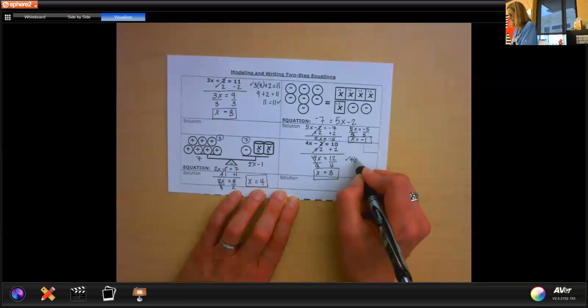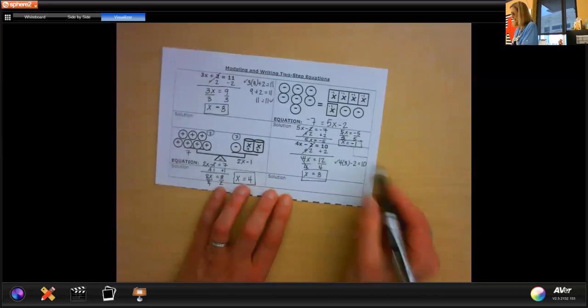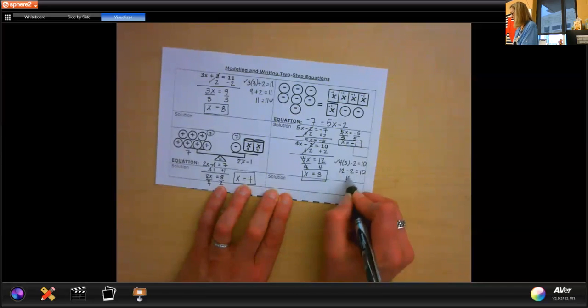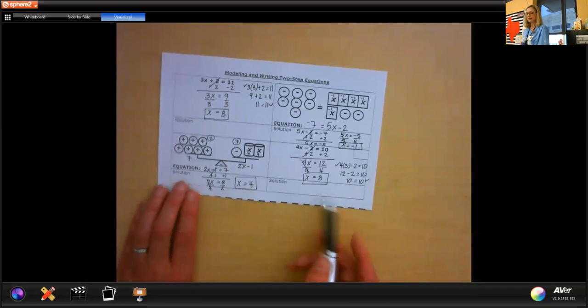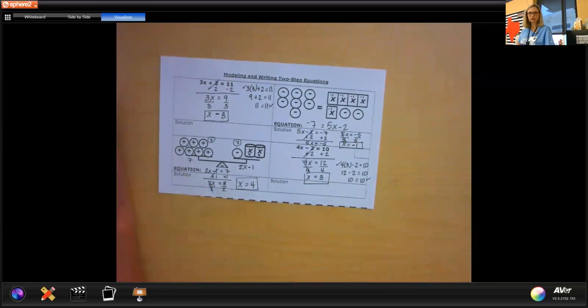4 times 3 minus 2 equals 10. 4 times 3 is 12. 12 minus 2 is 10. 10 equals 10. Therefore, I know x equals 3 is the correct solution. You can go ahead and glue each of those pieces into your journal, and you're ready to start your assignment for today.